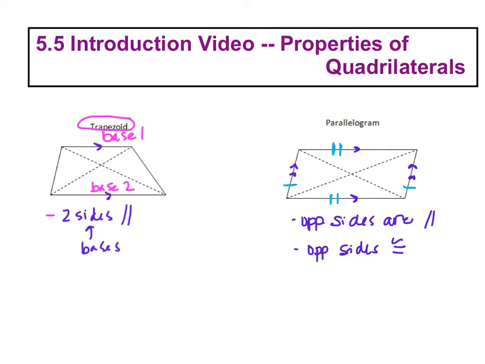You also have opposite angles that are congruent. So this angle on the bottom left will be congruent to the angle on the top right. Those are opposite from each other. And then the other two are congruent to each other.